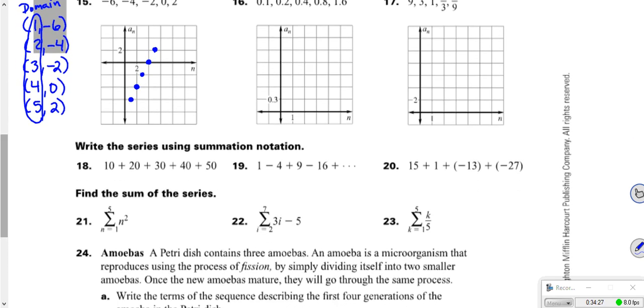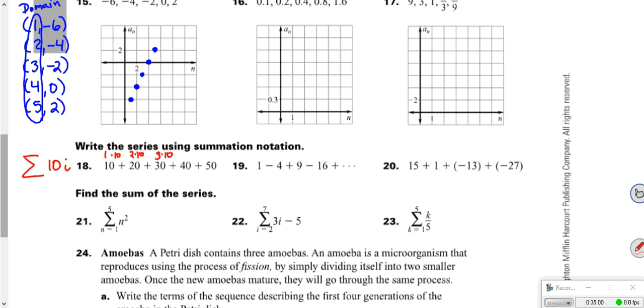Now, write the series using summation notation. So first we've got to find the rule. Again, how do I get from a1 to 10, from a2 to 20, from a3 to 30? Well, I think it's pretty obvious. We're going to be multiplying by 10, right? So my rule then is going to be 10i, or 10n, or 10k, whatever you want to use, I don't care.